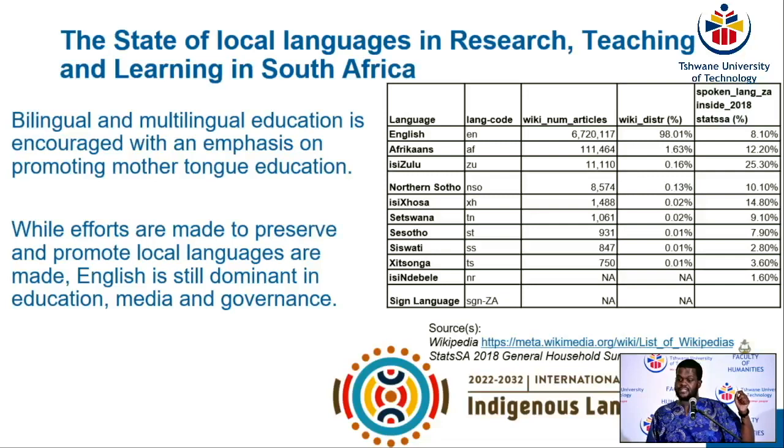Then when you look at the 2018 General Household Survey from Stats SA, you will see IsiZulu, Northern Sotho, and IsiXhosa, in terms of who are speaking at home in languages, that's half the country. And how many resources do they have there? If you count them, they add up to 0.2% of Wikipedia being available to them.